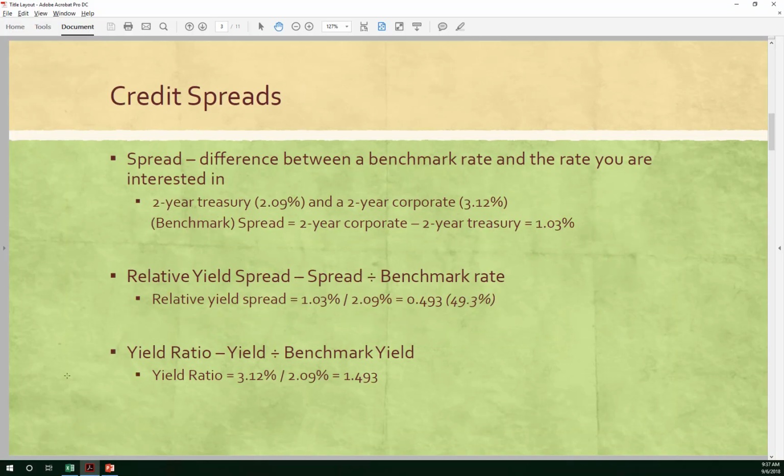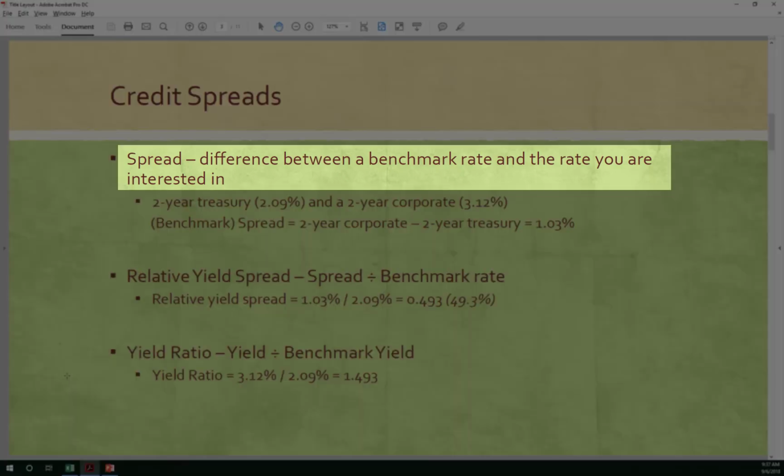All right, let's go ahead and move on to credit spreads. This is an important idea in the bond world, and anytime we're talking about a spread, it's actually more generalized than even this. It's a difference between what you're interested in and some baseline number. So it doesn't have to be the benchmark rate, but it's a benchmark rate. You're comparing two different numbers, two different interest rates.